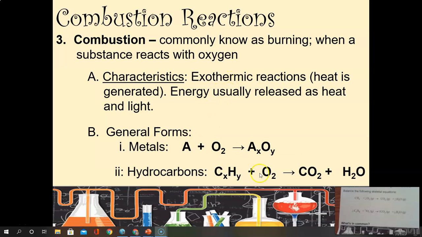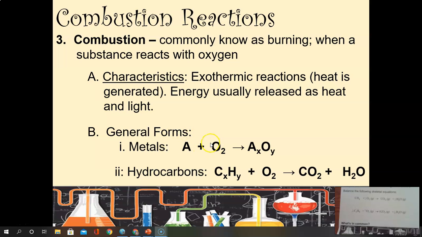Let's see, what else? They have the same setup. There will always be oxygen in the reactant. Why? Because you need oxygen to burn, to combust. The products of a hydrocarbon combustion reaction, see hydrocarbon, C's and H's, will be carbon dioxide and water every time. Now, other things can burn. I don't want you to think that only hydrocarbons can combust. Metals can also combust too.